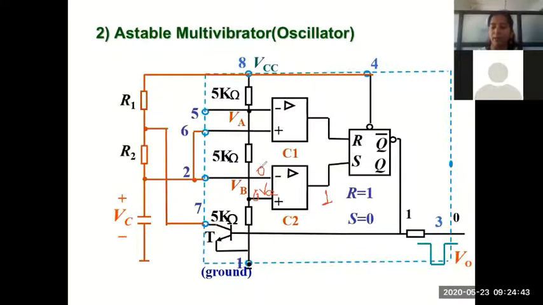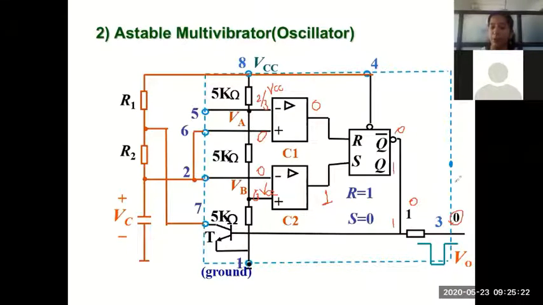So the output of this lower comparator is 1. Okay. And what about the upper comparator? I have 2 by 3 VCC here. The inverting terminal voltage is 2 by 3 VCC and this voltage is 0. So the output of the upper comparator is 0. So you can have Q in one state. So Q will be in one state means the final output will be 0 as shown here. The final output will be 0. Okay. So Q bar is 0 here.